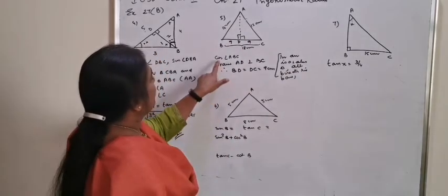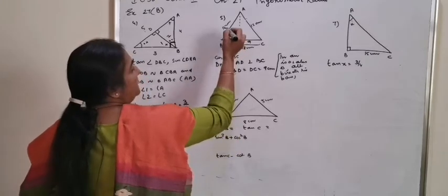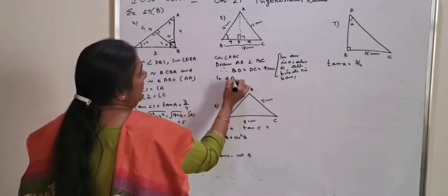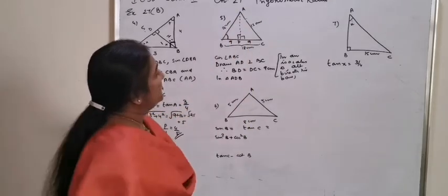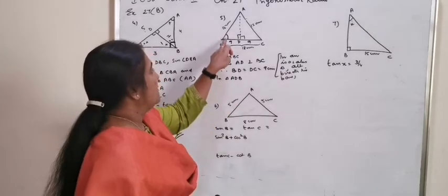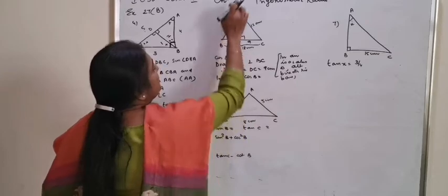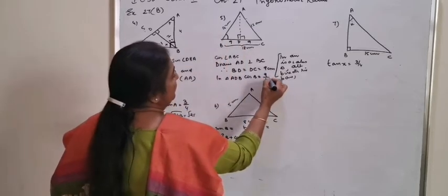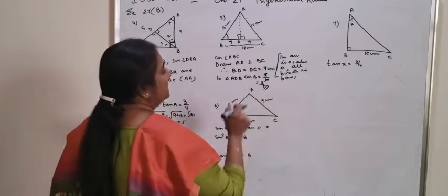And now you are asked to find out cos angle ABC. In triangle ADB we can take. In triangle ADB, cos B is equal to the base by hypotenuse, that is 9 by 15, or you can reduce it as 3 by 5.